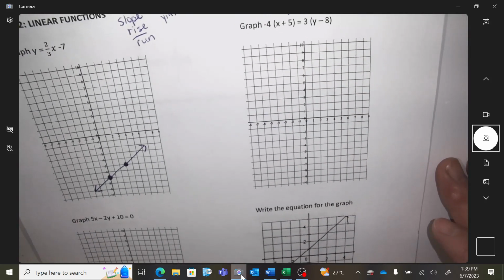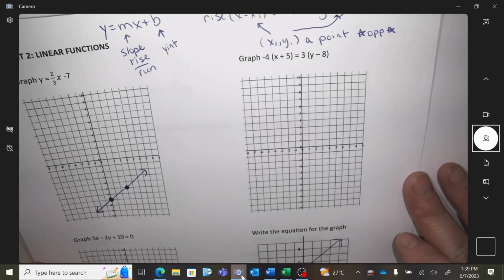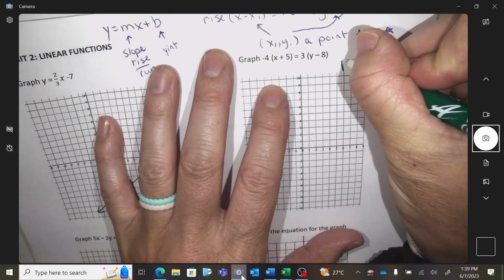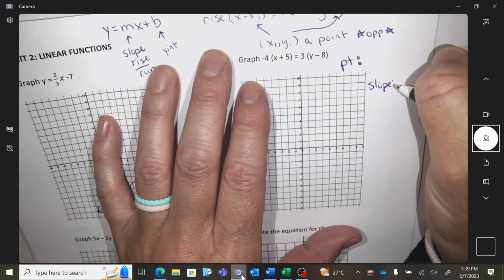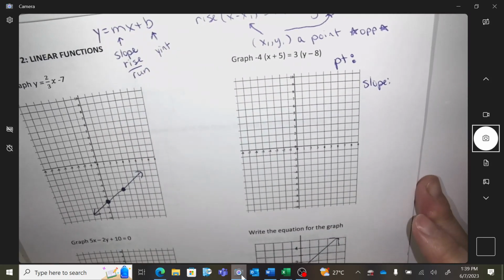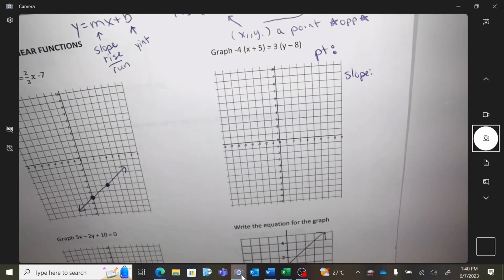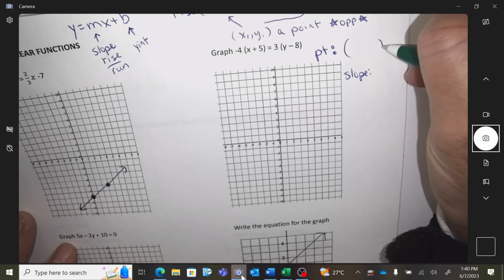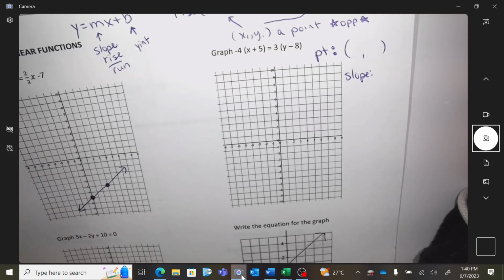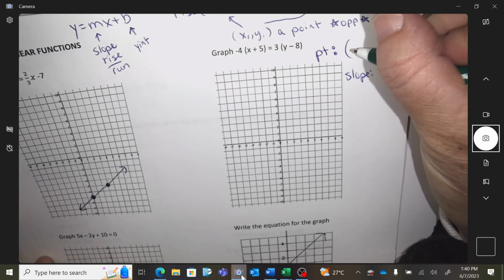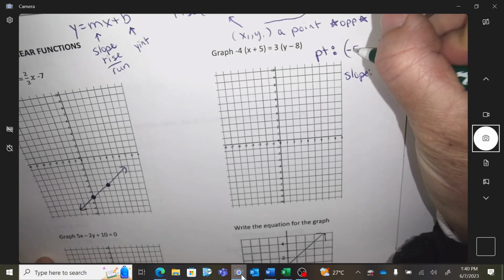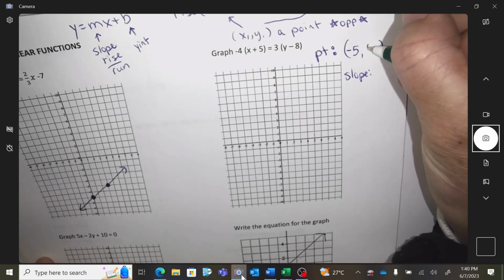Okay, what do we know about this one? So this one, we need to list a point and the slope. So what is the coordinate of just a point somewhere? What should we write? What comma what is the coordinate of a point on this line? I don't know. -5, positive 8.